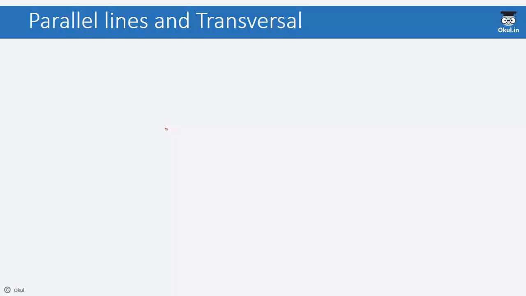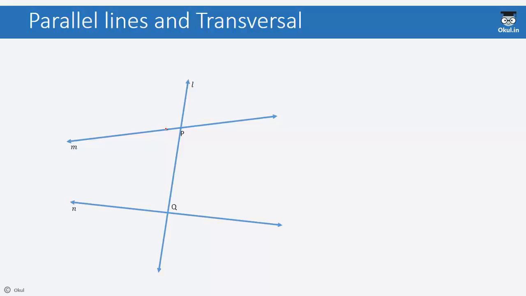Parallel lines and transversal. Firstly, we will be learning about the nomenclature of angles when a transversal cuts two lines, and then we will explore further about parallel lines and transversal. So we have two lines M and N, and we have a third line L which cuts the two lines at points P and Q.